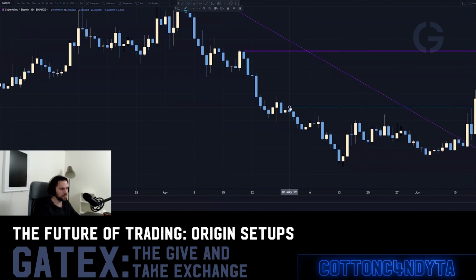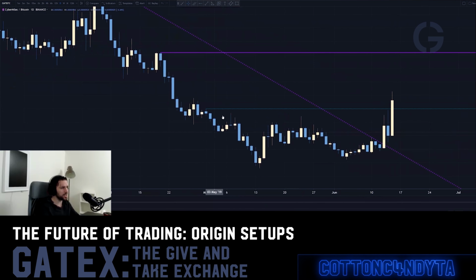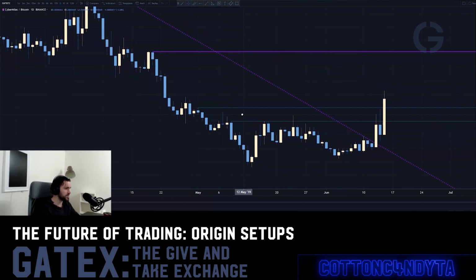This is not an origin level, though. You notice how it's never tested. This is actually going to be rejection, probably an origin level in the future for CMT. So if we do pull back, this will be a breakout point in the future for CMT. So this is the origin level right here, but you need to find at what time frame.